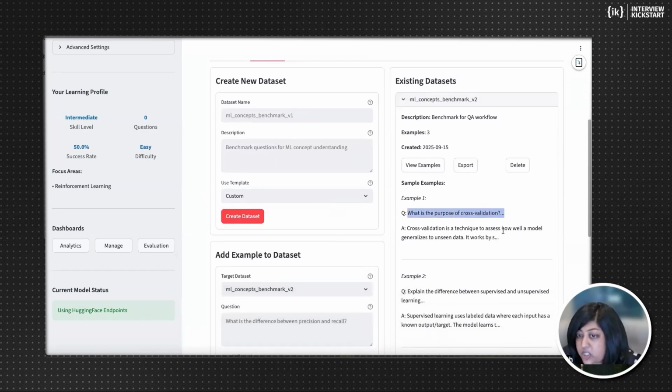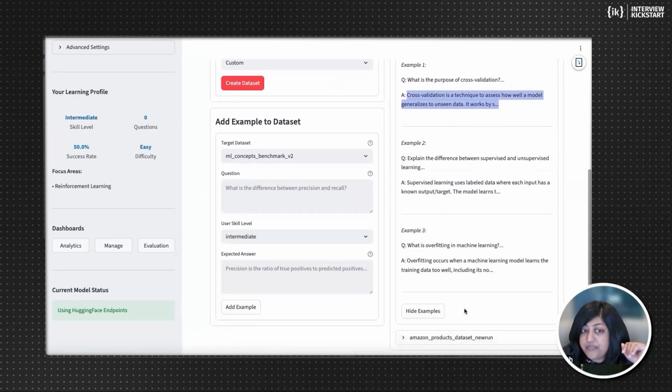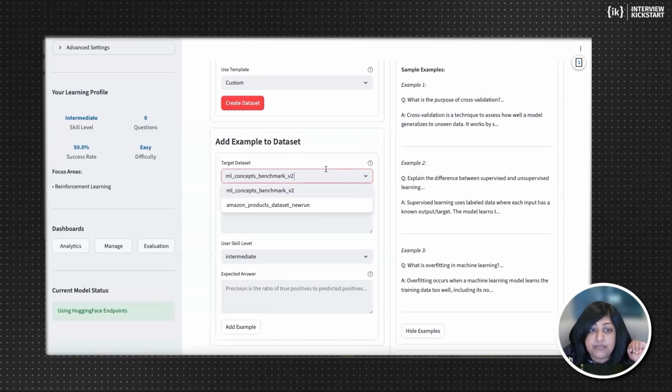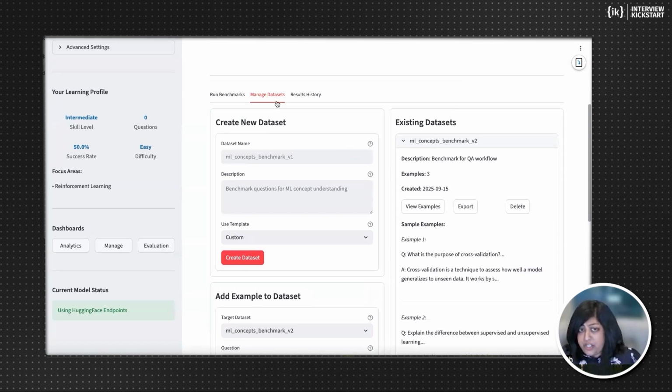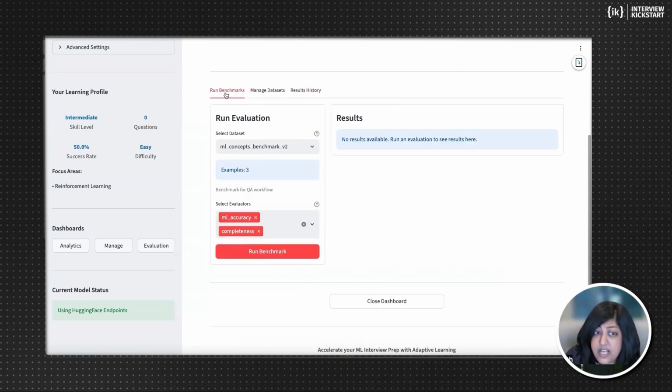For this question, this is my ground truth answer that I'm going to validate the beta user's response against. Okay. And that is my benchmark dataset. So I have mechanisms to create the dataset, manage the datasets, and view the results history. For the one that I've already created, I'll run the ML accuracy and completeness evaluators.